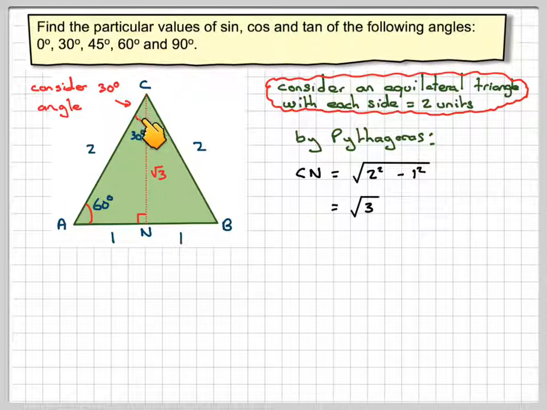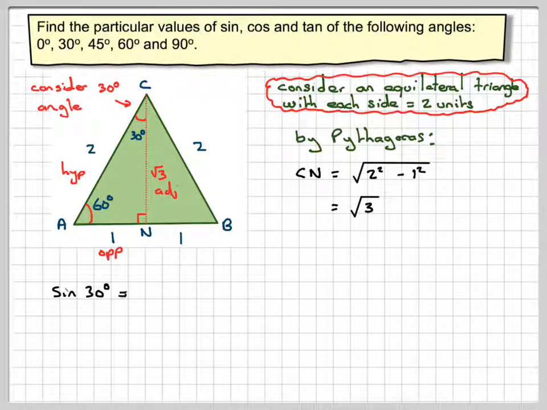So I want to consider this angle here, which is 30 degrees. It's 30 because it's half of 60. And then if we label this as a right angle triangle, consider this triangle here, then this will be the opposite to that angle, this will be adjacent to that angle, and this will be hypotenuse to that angle.